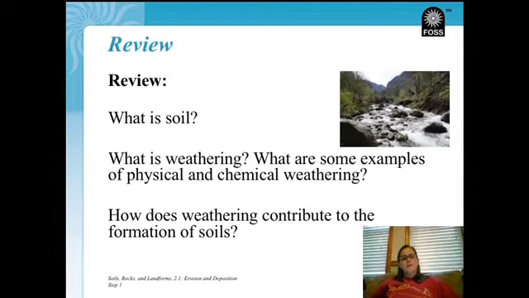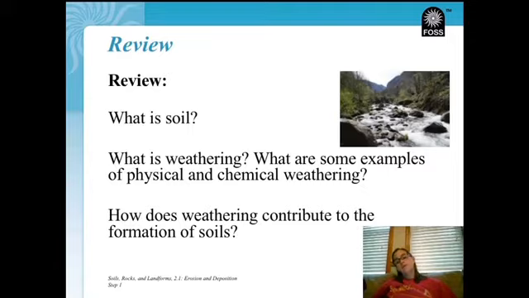So the question that we're going to start with is, what is soil? Well, soil is a mixture of weathered rock and organic humus. And what is weathering? Weathering is the breaking of rocks into smaller pieces. And what are some examples of physical and chemical weathering?